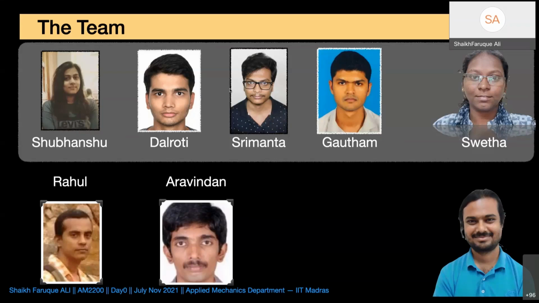Gautam is working on morphing structures, looking into how mechanics can be used for the application of morphing structures. That's his part. Sweta is going to lead the whole team. The team of these four is going to be led by Sweta, and Sweta works in soft mechanics, in the sense where structures are very, very flexible.